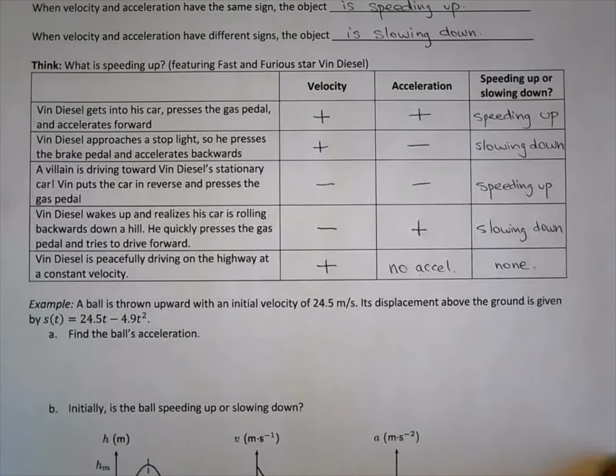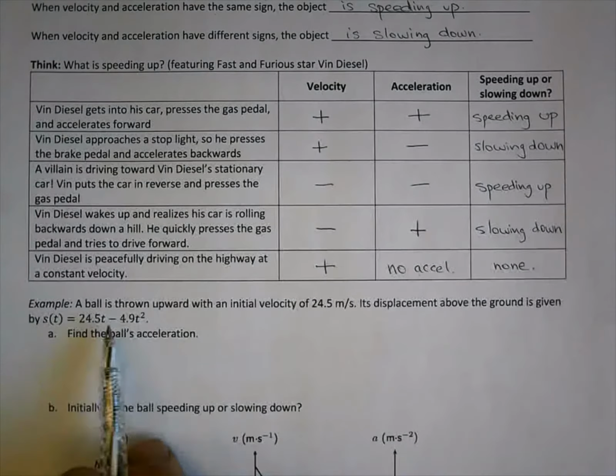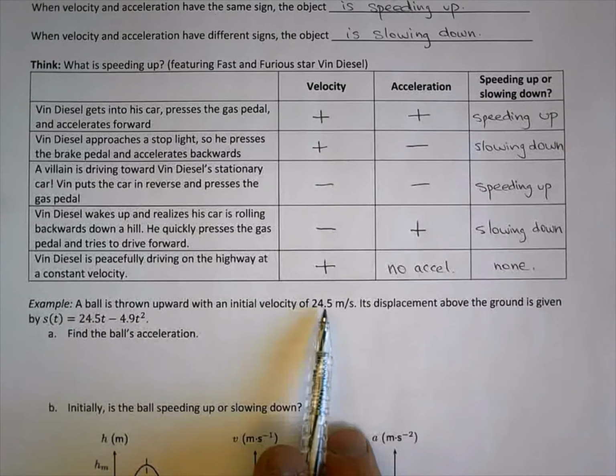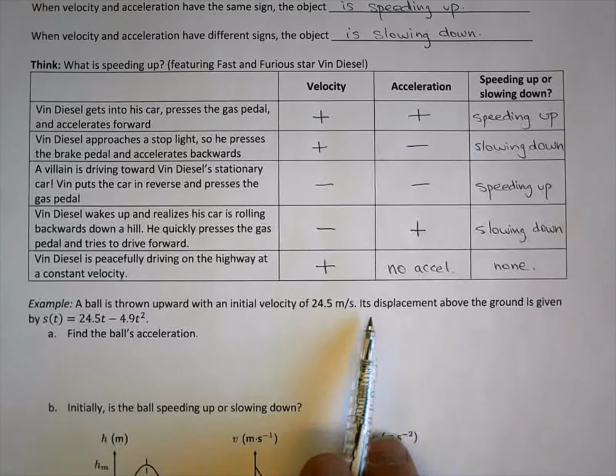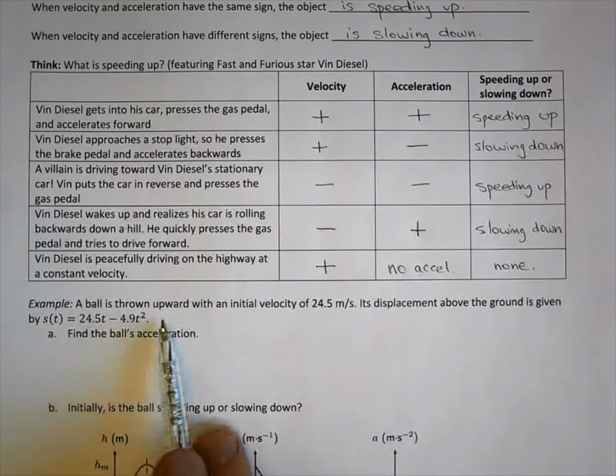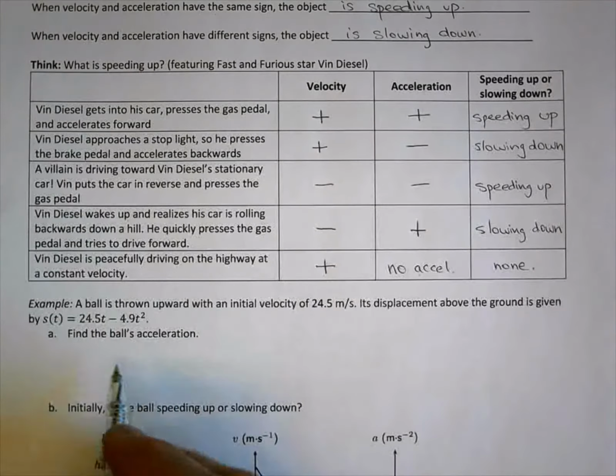Let's do some examples. I think I already said it. Acceleration is the thing you feel on roller coasters, that change when you speed up or slow down. That's what makes roller coasters really fun. Okay, so a ball is thrown upward with an initial velocity of 24.5 meters per second. Its displacement is given by this function. Okay, find the ball's acceleration.